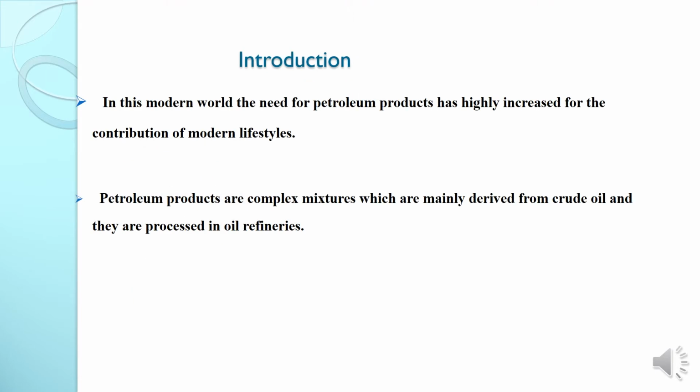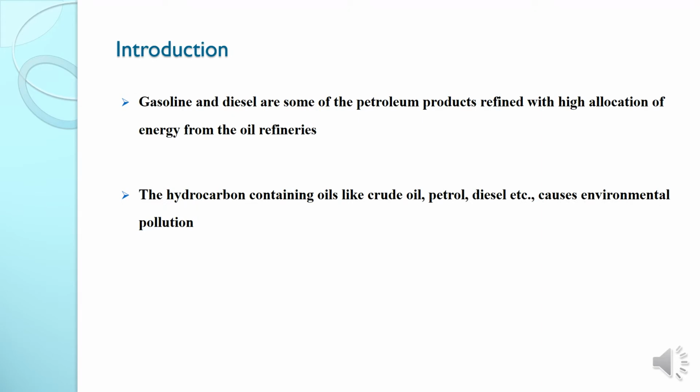Let's start with introduction. In this modern world, the need for petroleum products has highly increased for the contribution of modern lifestyle. Petroleum products are complex mixtures which are mainly derived from crude oil and they are processed in oil refineries. Gasoline and diesel are some of the petroleum products refined with the high allocation of energy from the oil refineries. The hydrocarbons containing oil like crude oil, petrol, diesel, etc. cause environmental pollution.